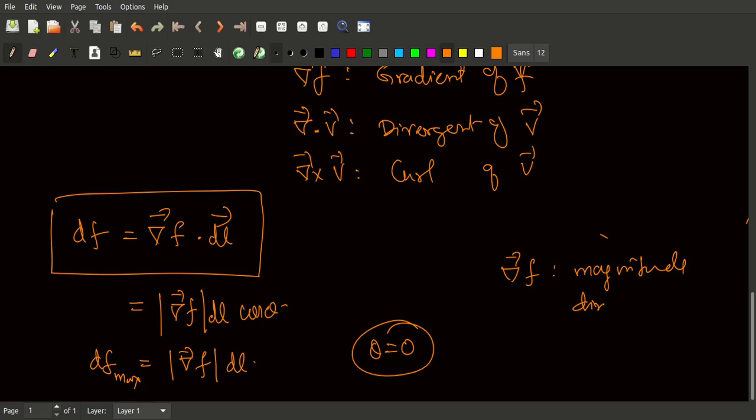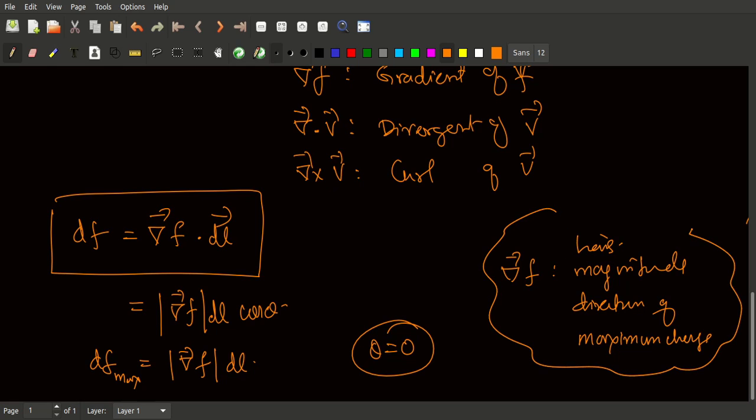This gradient has both the magnitude and direction of the maximum change. That is the meaning of it. Unless this is the meaning of it, I will not get df maximum when I go along the del f. That is the meaning of it. So we can use this gradient in our discussion. So that is what we are going to do.